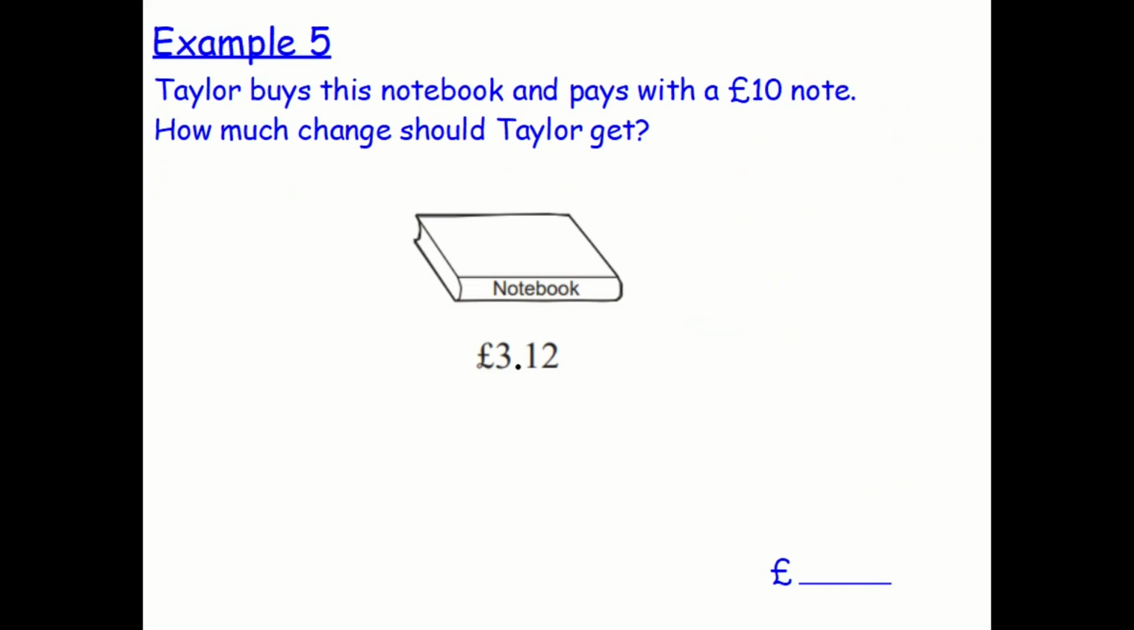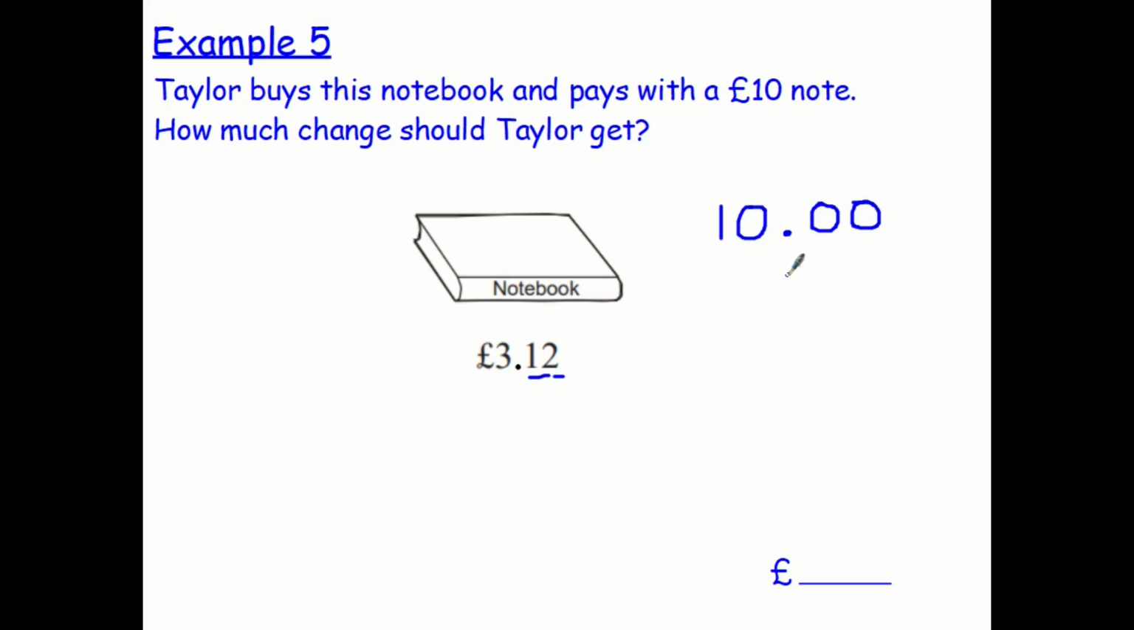Example 5. Taylor buys this notebook and pays with a £10 note. How much change should Taylor get? So you need to lay this out in a column. So £10, you might be thinking, well, I can just write it like that, but bear in mind that this is money and it's to 2 decimal places, so it is wise not to draw a big line like that, but put a decimal point there and put 2 decimal places after that. So that is how we need to write £10.